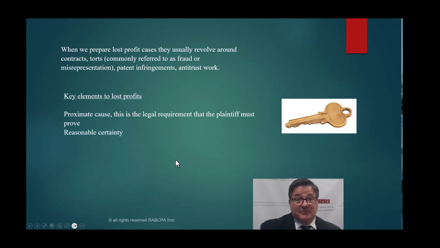Reasonable certainty. Okay, I had to show reasonable certainty that they would have, in this case with the bakery, had $50 million of sales, and they would have made, you know, $20 million after the variable costs were removed.